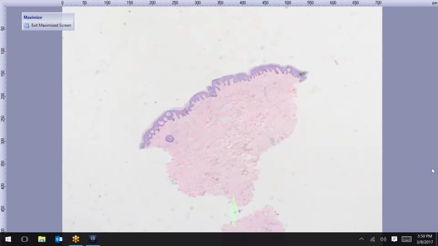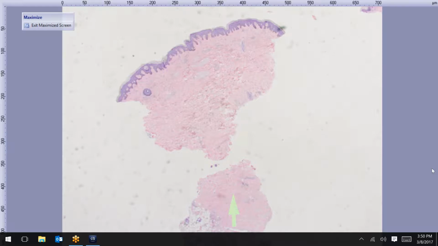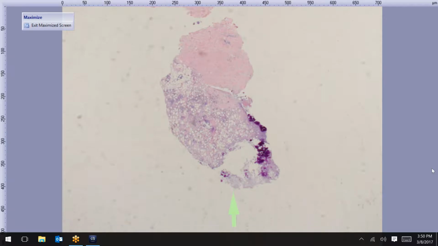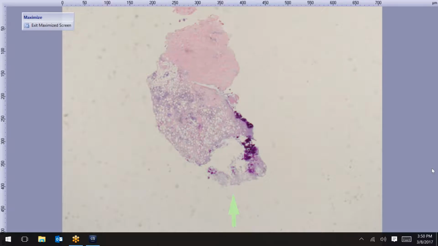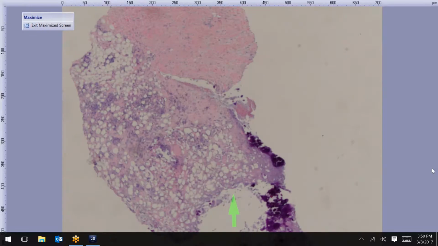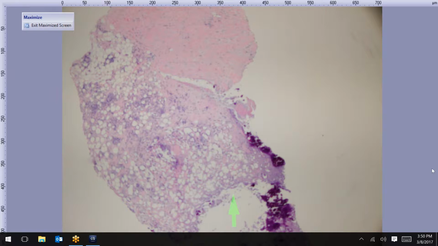So you can see at this power, not much in the dermis. A lot of what we're seeing is in the subcutaneous tissue here. And even at this power, we see just these purple deposits. Usually that's indicative of calcium. And so I'm going to go on a little higher power here.